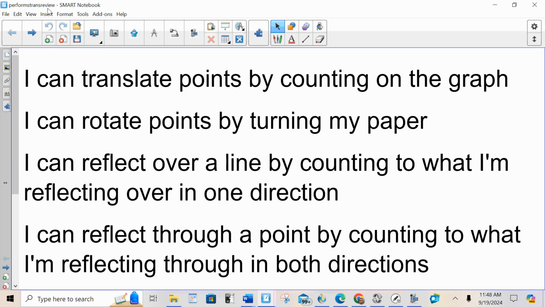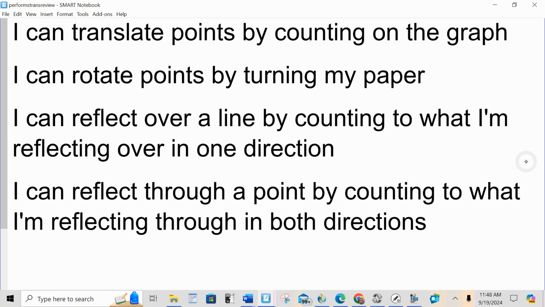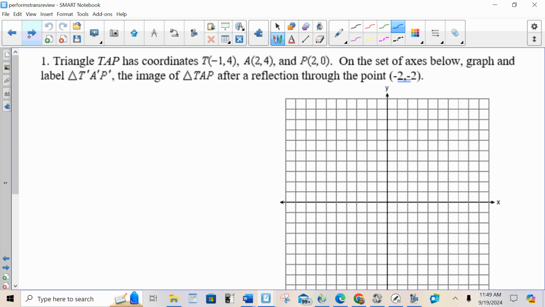Hello, everybody. Today, I can basically practice all the types of transformations I've already learned. I can translate by counting on the graph. I can rotate by turning my paper. I can reflect over a line by counting to what I'm reflecting over in one direction, and I can reflect through a point by counting to what I'm reflecting through in both directions. A line, you can only count in one direction. A point, you count in both directions. So we're going to go over one example of each. That's what your quiz is going to be on. So let's get to it.